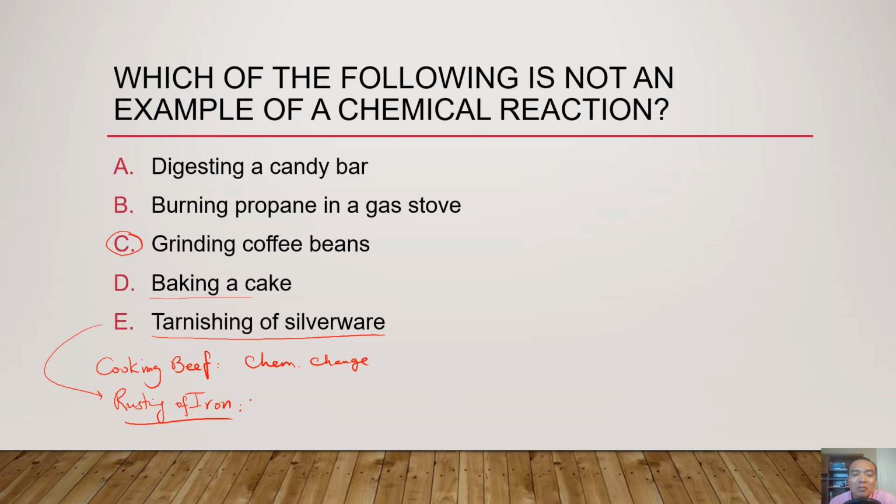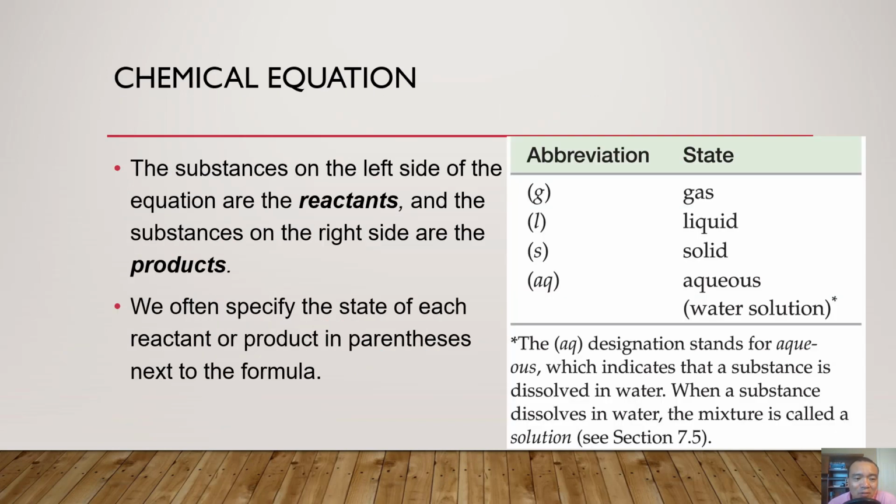Next, let's talk about how to write a chemical reaction. When you write a chemical reaction, the substances on the left side are called the reactants. The substances on the right side are the products. If you want to indicate the physical state of each reactant, we use G representing gas, L as the liquid, S for the solid. AQ represents aqueous solution or water solution.